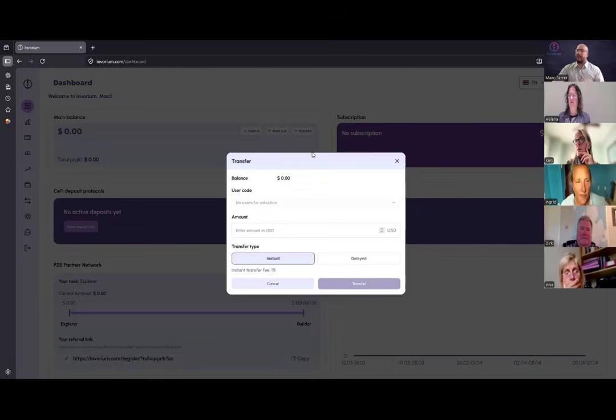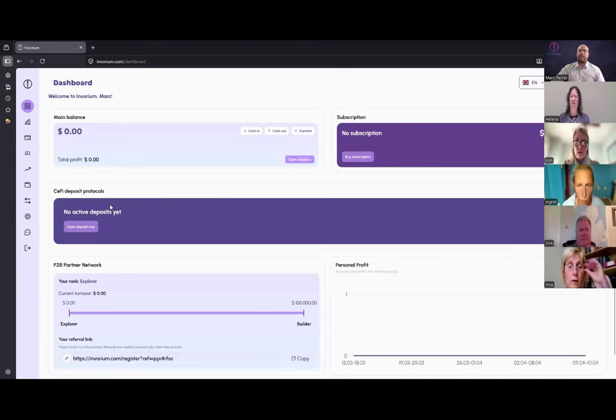Also, we have the transfer button. This is a useful feature for those who work actively. You can transfer funds between your partners in the structure, and there are two types of transfer. For instant transfer, you have a 1% fee, and for delayed transfer, you will have a $1 fee, but the transfer will arrive at your partner's balance after some time from the moment that the transfer was made.